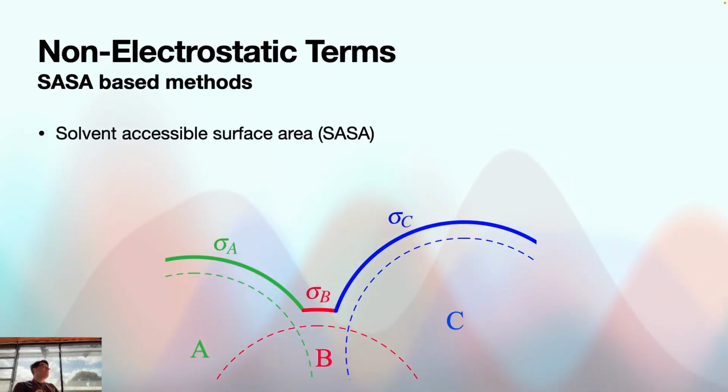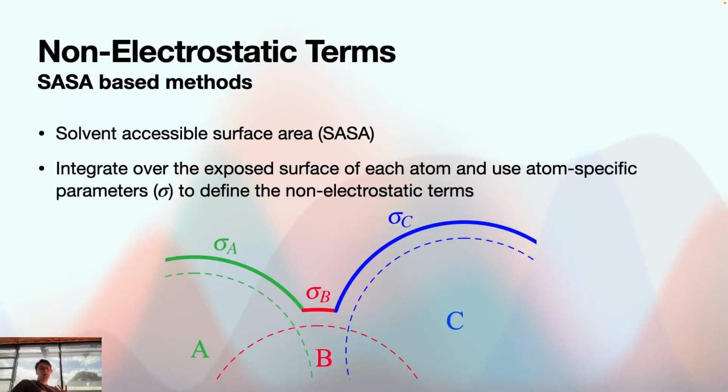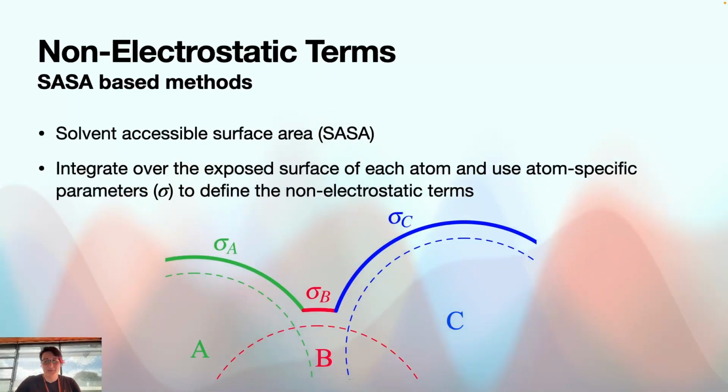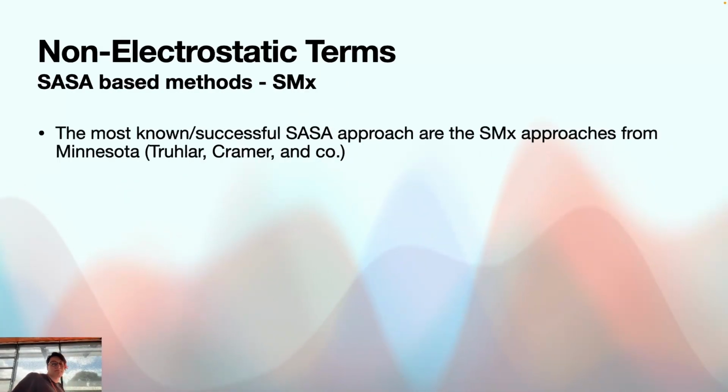SASA-based models, or solvent accessible surface area, are a really good approach where the properties are dependent on how much of the molecule is exposed, and you have different properties for each atom. So you integrate over the exposed surface of each atom and use atom-specific parameters to define the non-electrostatic terms. For some reason, Cramer and co. use sigma to define these as well, which is really frustrating. Too many sigmas in PCM.